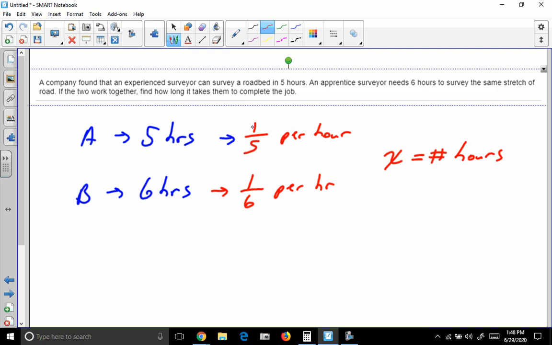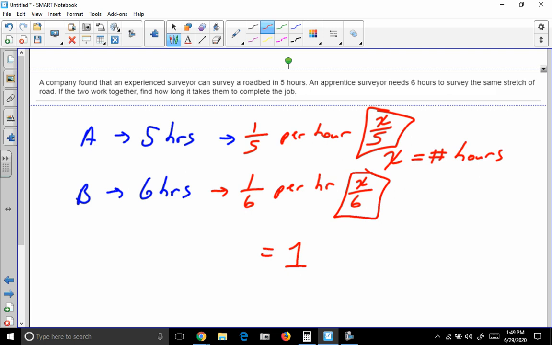So if it's 2 hours, this person does 2/5 of the job, and this person does 2/6. If it's 4 hours, this person does 1/5 4 times, or 4/5. This person does 1/6 4 times, so 4/6. We don't know how much it's going to be. We just know when we add the amount of work this person does plus the amount of work that person does, it totals one whole job. So we do x times 1/5, or x over 5, and x times 1/6, or x over 6. This is going to tell us how much of the job each person does.